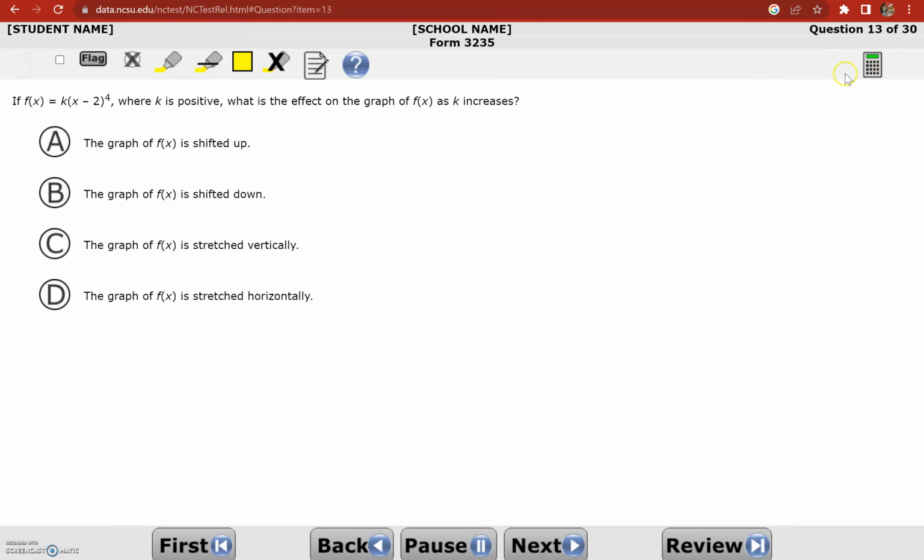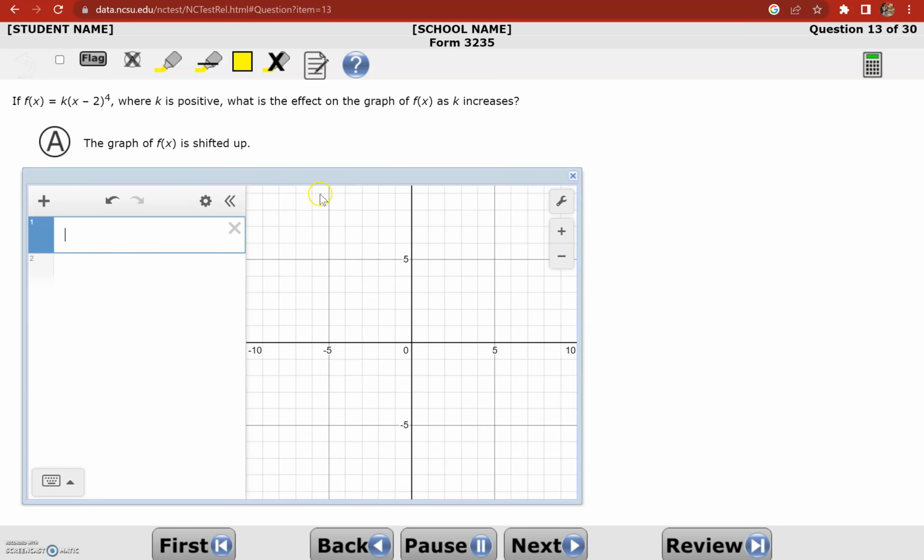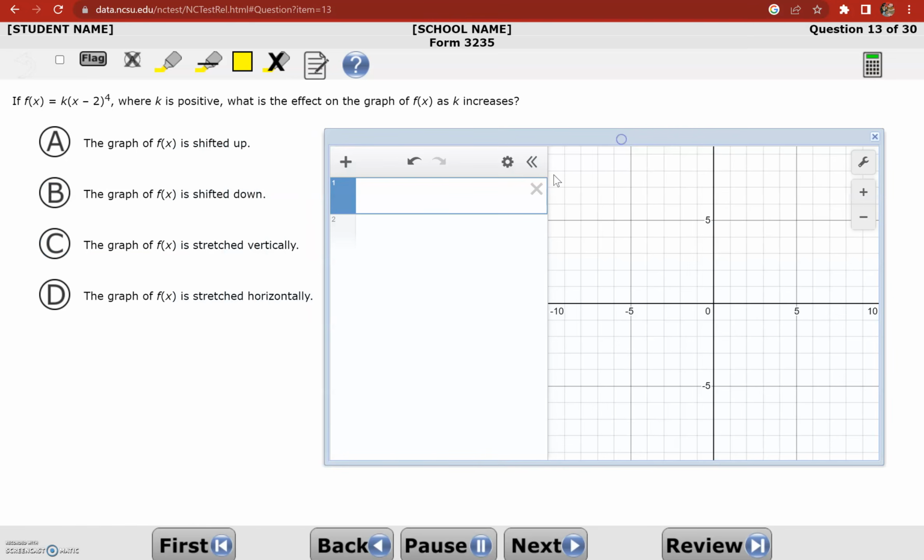All right, here's another one where we can use a slider. And this might be the last one that I have time for in this video, so I'll have to make another video.